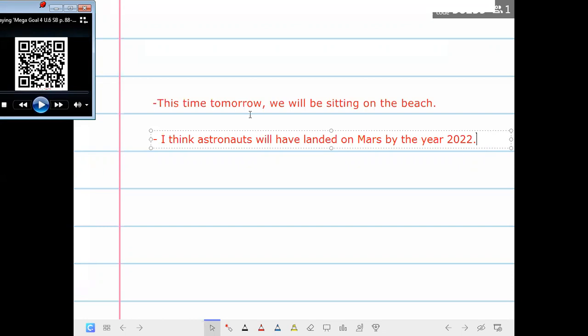Who can give me the differences between these two sentences? The student who wants to give me the answer, please raise your hand and I will give you the mic to talk and tell us what the differences are between these two sentences.